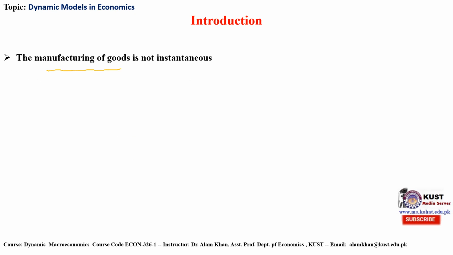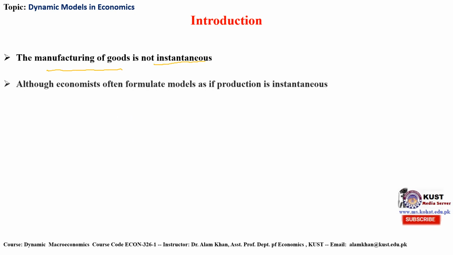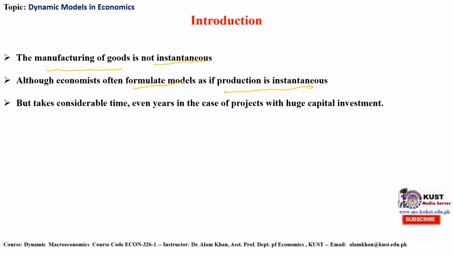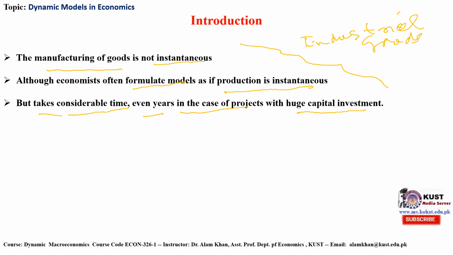For example, the manufacturing of goods is not instantaneous. Although economists often formulate models as if production is instantaneous, it takes considerable time, even years in the case of a project with huge capital investment. If you take the example of manufacturing industrial goods, it takes considerable time, even a number of years, for those projects with huge capital investment.